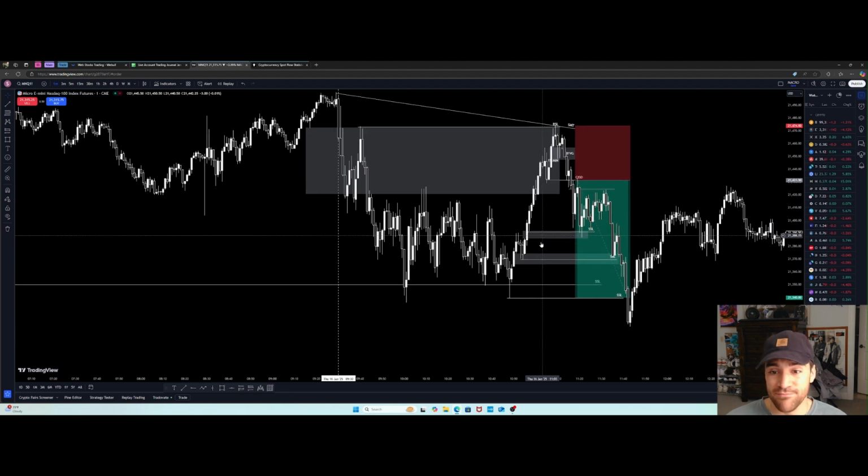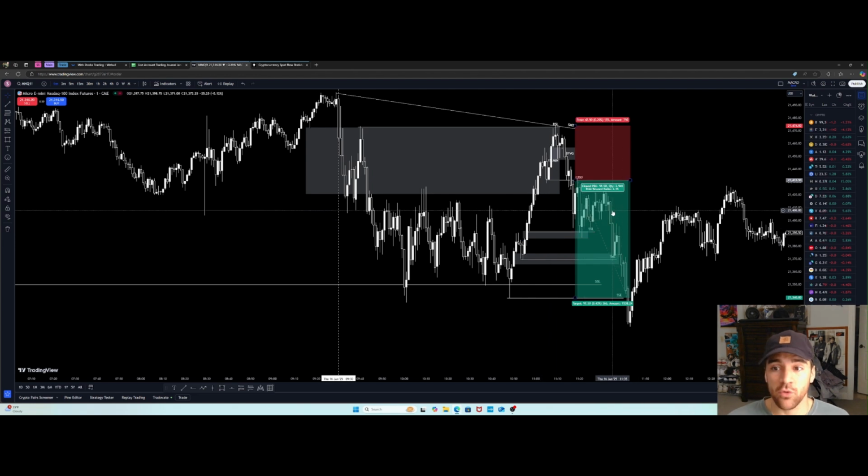And then you can just target imbalance, imbalance, sell side liquidity, sell side liquidity, sell side liquidity for a beautiful 1 to 2.15 RR. That is a beautiful trade. That's an A+ setup. Can't say much more.